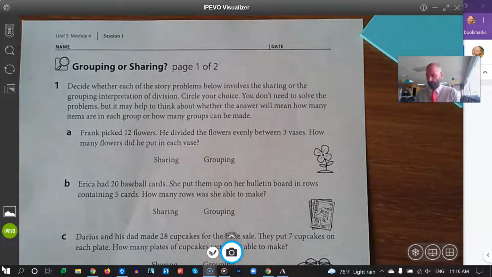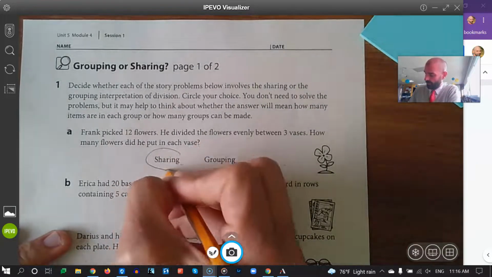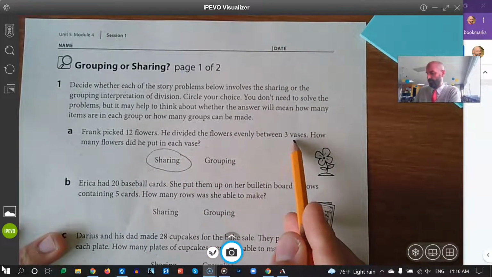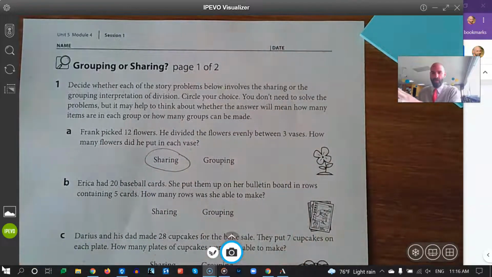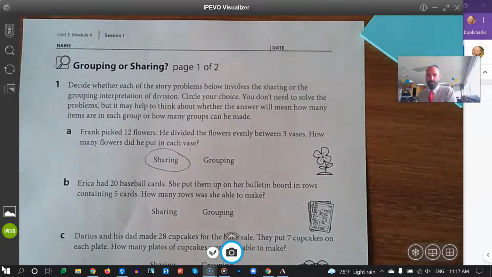All right, so Frank picked 12 flowers. He divided the flowers evenly between 3 vases. How many flowers did he put in each vase? Is that sharing or grouping? That is sharing. Why is it sharing? I have the total number of things I need to share, so I have this 12. It's like the cookies, the 12 cookies and 4 cousins. 12 flowers, 3 vases. How many flowers are going in each vase?